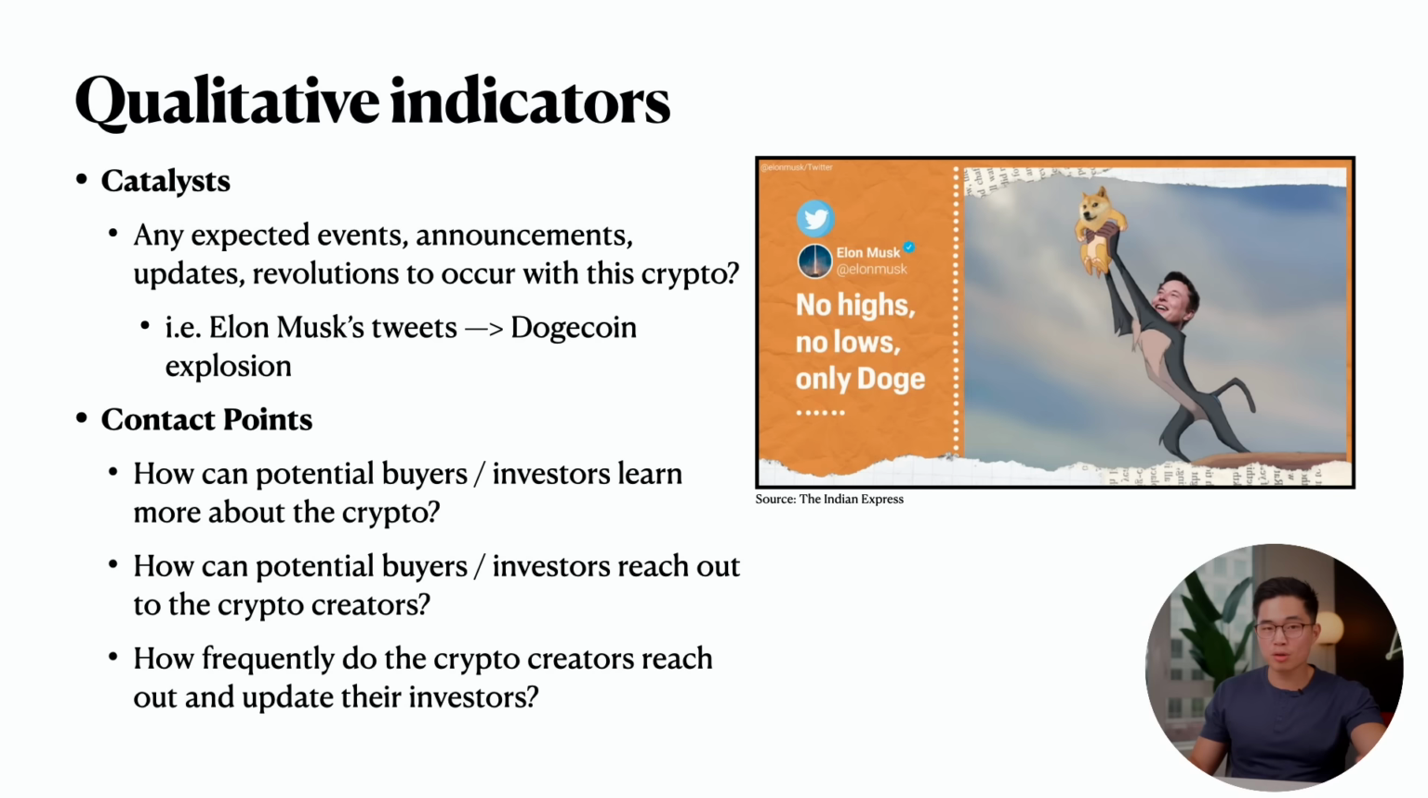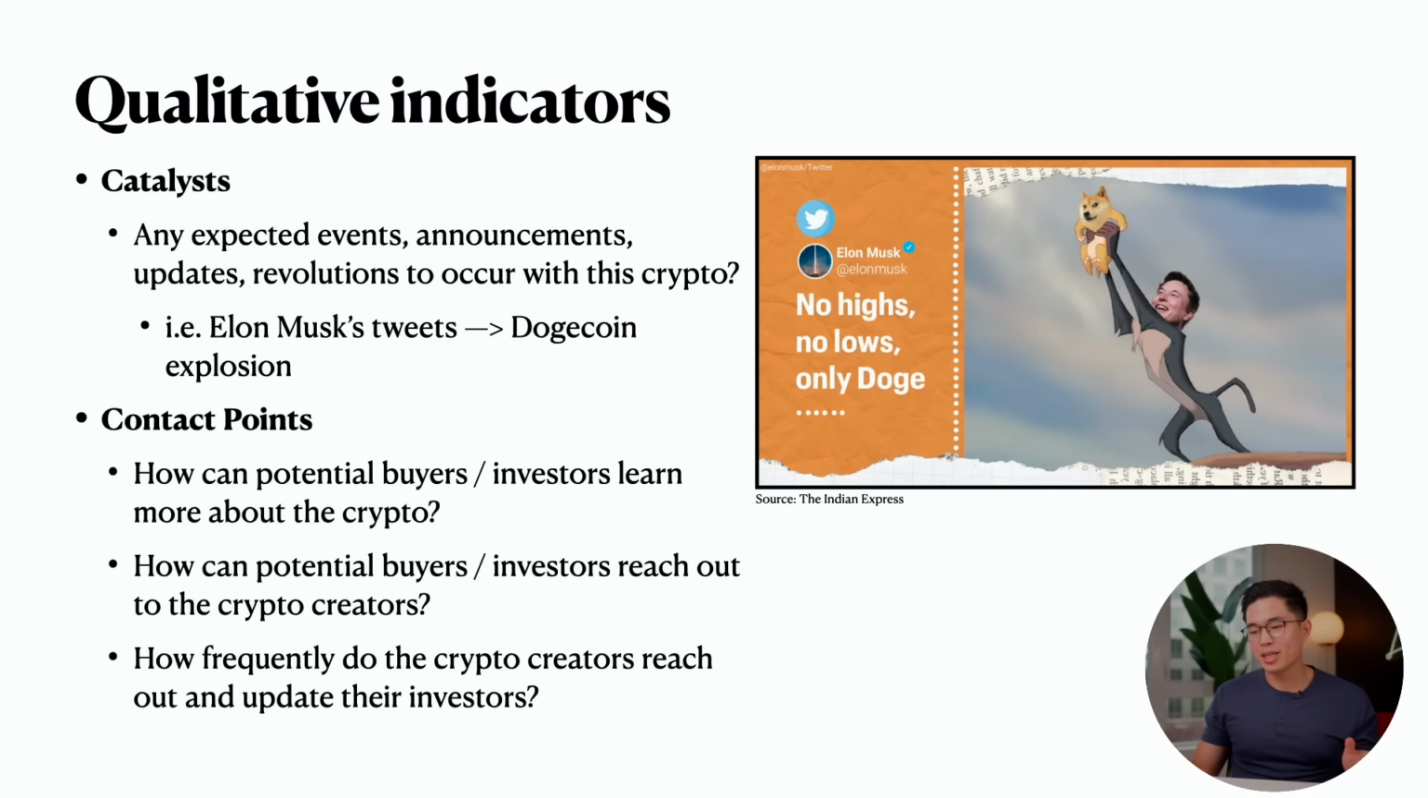So for example, Dogecoin, right? The price of Dogecoin can actually be quite influenced by any tweets by people like Elon Musk. Obviously, this means that it can be quite volatile and you really don't have control over the catalyst because we don't know if Elon Musk is going to tweet something good about Dogecoin or something bad.